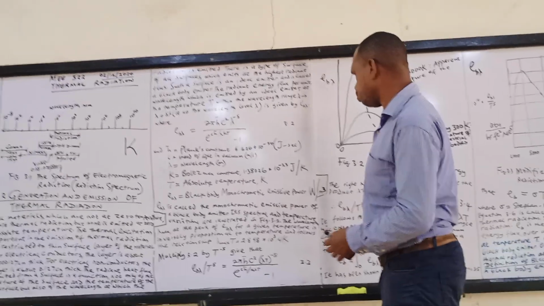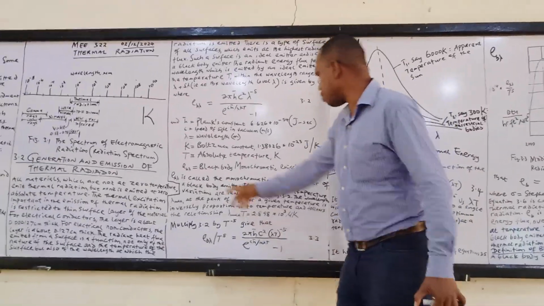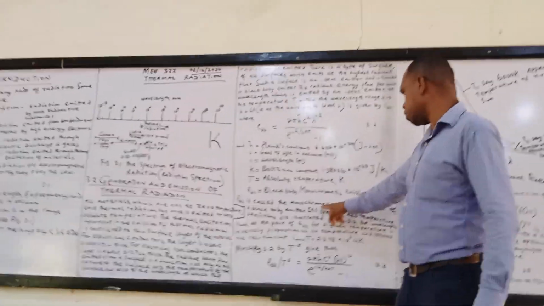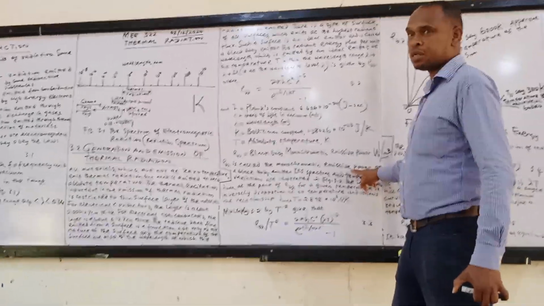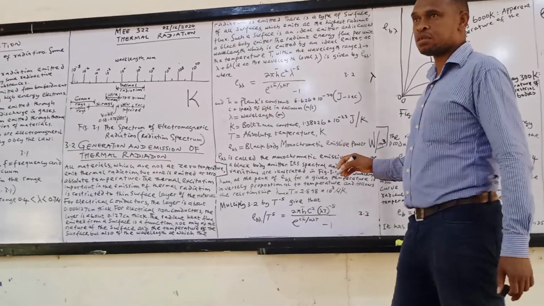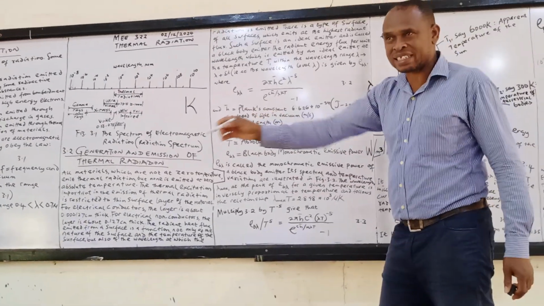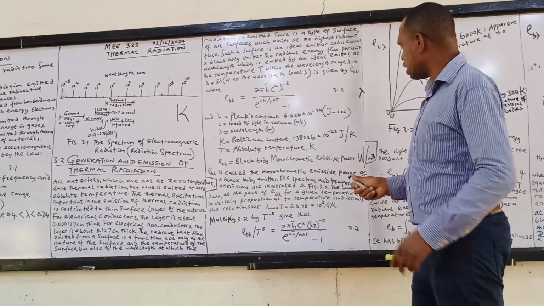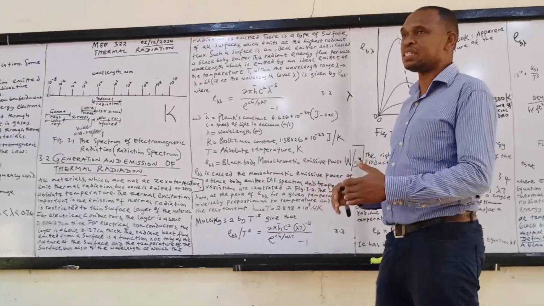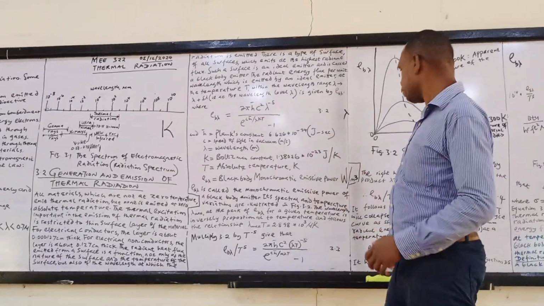So the E_b lambda is called the monochromatic emissive power of a blackbody emitter. That is monochromatic emissive power. The monochromatic power there is at lambda, okay? At lambda, that is the emitted energy at that wavelength called lambda.